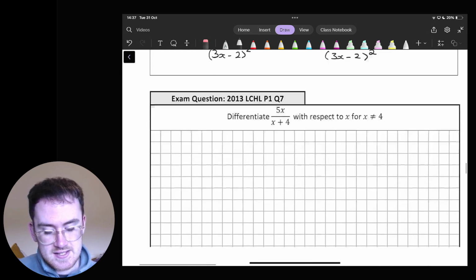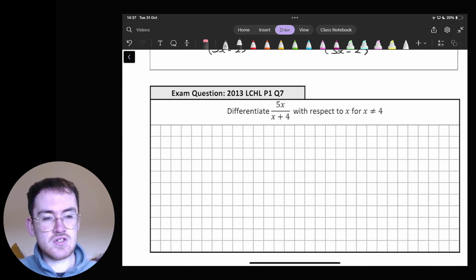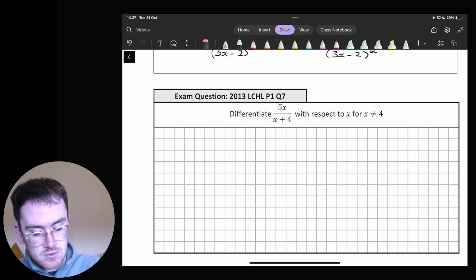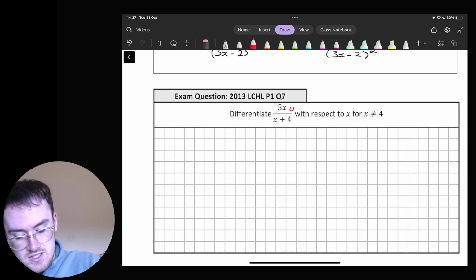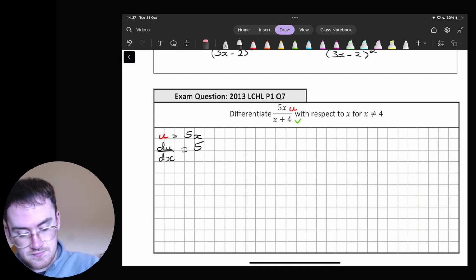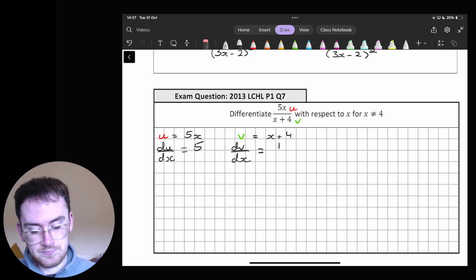Let's have a look then at an exam question or two. Differentiate 5x over x plus 4 with respect to x, for x not equal to minus 4. Okay, so let's have a look. We'll call this top part u, we'll call the bottom part v. So u is equal to 5x, which means that du dx is 5. Doing the same thing with v: v is x plus 4, so dv dx is just 1.